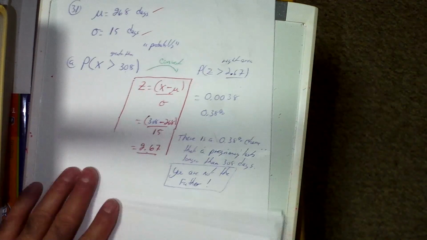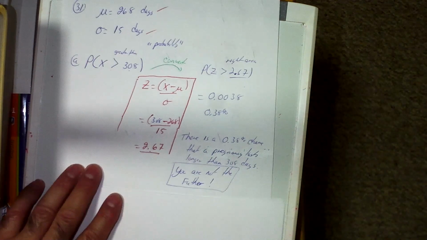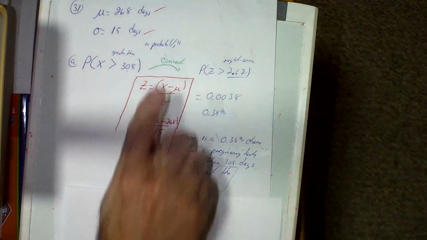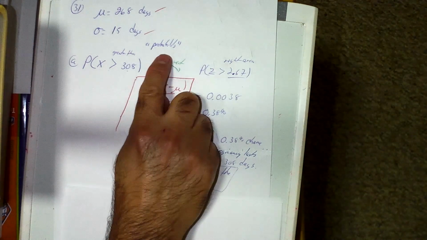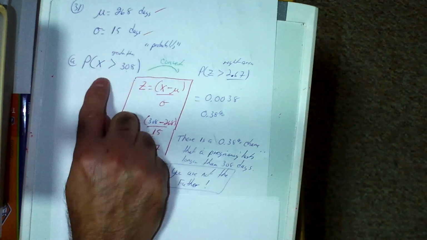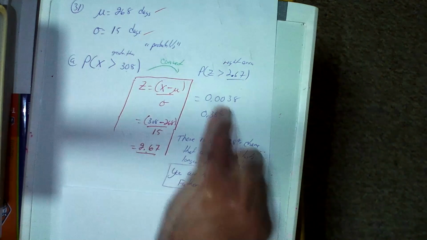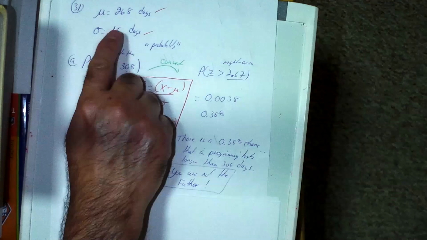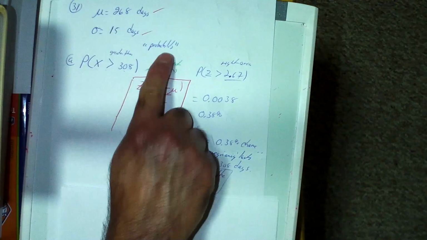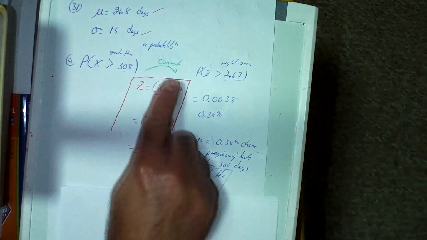Now, that's part A. All right, so the key word here, folks, is the term probability. Look for probability. If you see the word probability, you're going to do one of these. But you still have to find those two numbers and look for the word probability, and you'll have to do one of these.